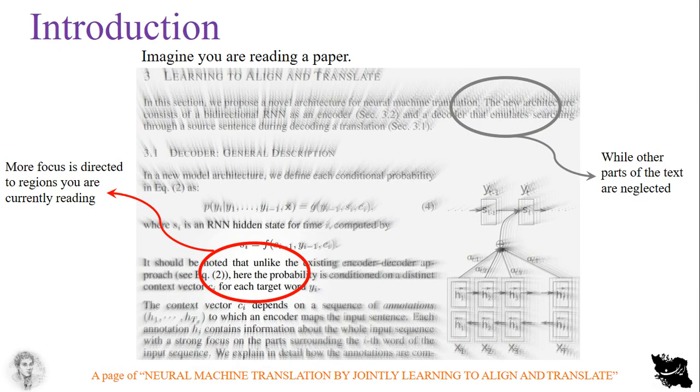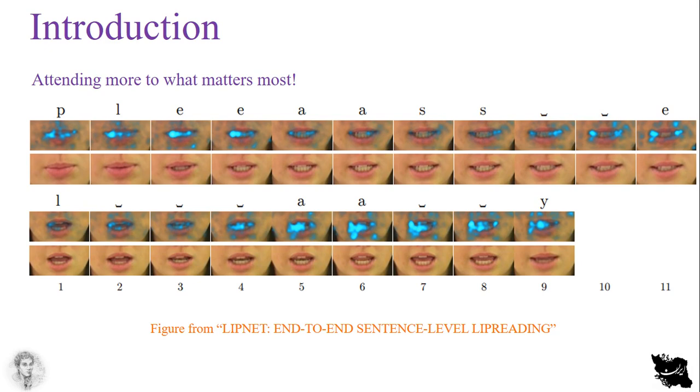Assume you're reading a paper about machine translation. Your focus is directed to the words that you are currently reading, and your visual processing system disregards the other parts of the text. Inspired by this cognitive functionality of the human brain that allows ignoring irrelevant information, we can make deep learning models attend differently to each part of the input by assigning an attention weight to each based on their relative importance to the specific task at hand and direct more focus to what matters most.